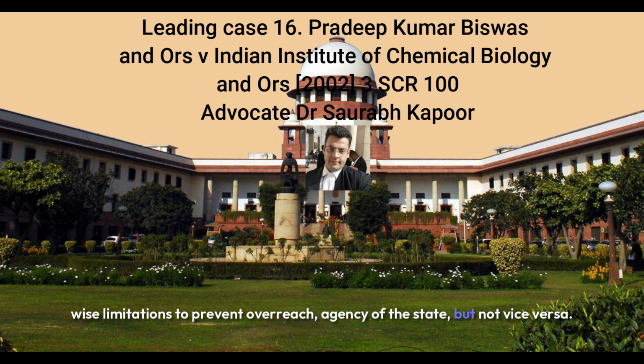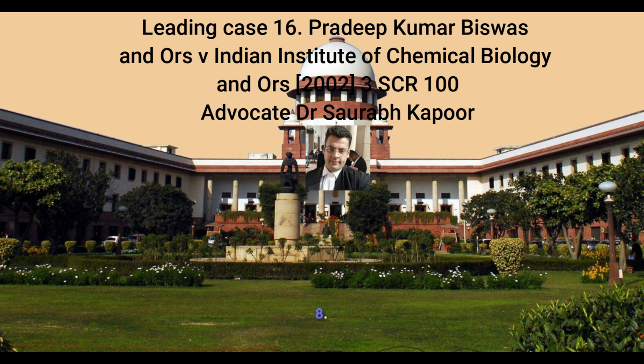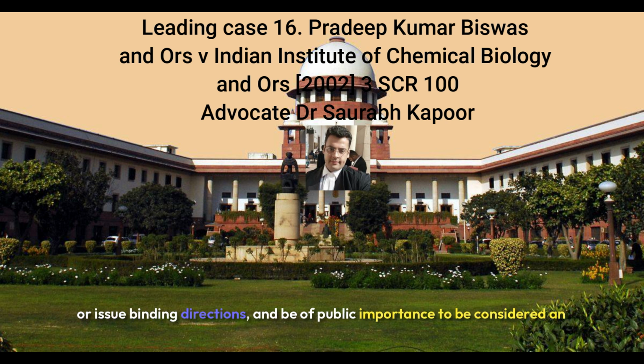Agency of the state, but not vice versa. 8. Criteria for authority under Article 12. The entity must be created by a statute, have power to make laws or issue binding directions, and be of public importance to be considered an authority under Article 12.